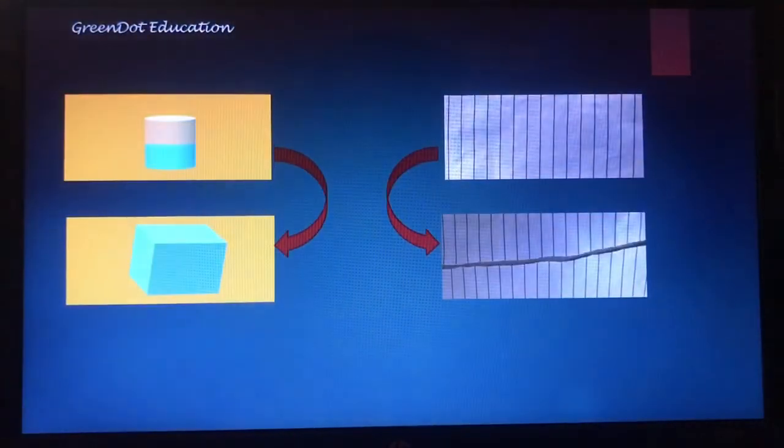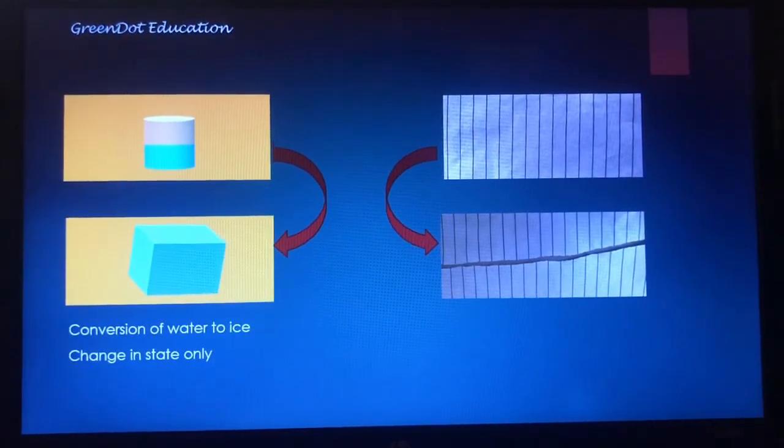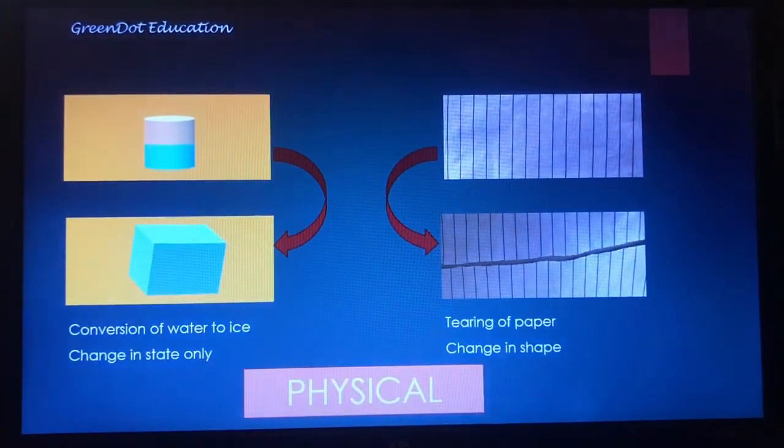So let's get back to our first slide where we had seen some changes, and now can we figure out what type of changes these are? In the first slide where we had seen the conversion of water to ice, we can say that only the state of water, that is liquid, is changed to another state, that is solid, and hence this is only a change in state. And in another example, when we tore the paper, tearing of paper doesn't change the chemical composition of the paper, and hence it is only a change in the shape or size of the paper, and hence it is just a physical change.